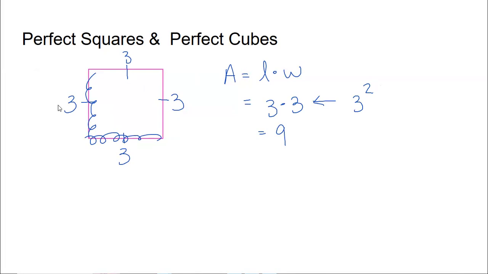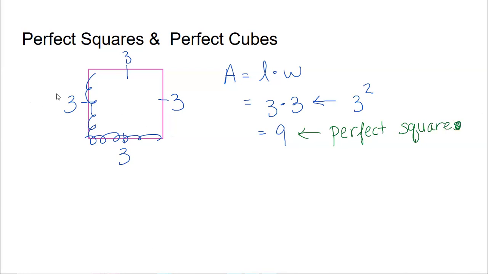And 9, that number, the answer, is referred to as a perfect square. We like perfect squares. They make life easier in high school math. Perfect square.